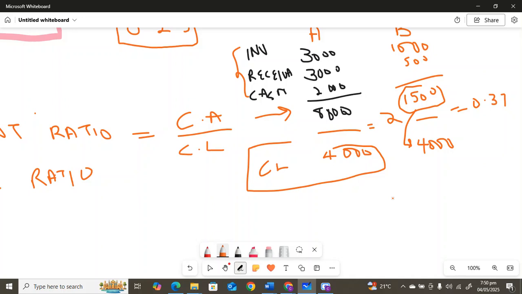Anytime the current ratio is above 1, that is a good sign. If it's below 1, you know that that is a bad sign. It means the current assets cannot cover the current liabilities, meaning the company will be incurring more debt because it's owing people and it's owing expenses.